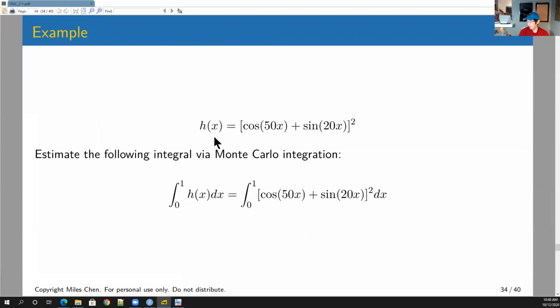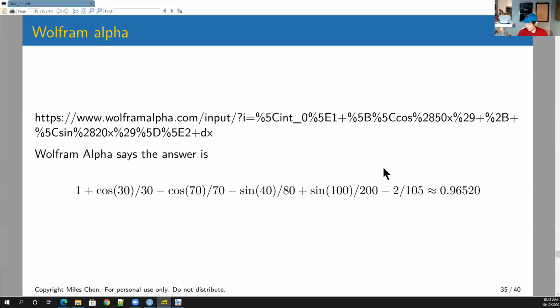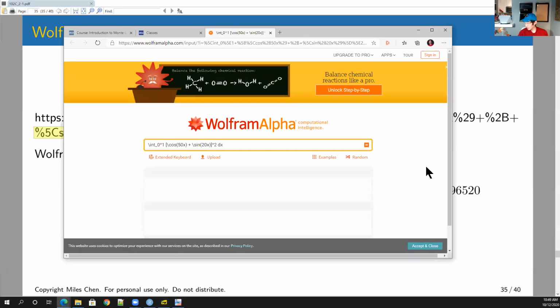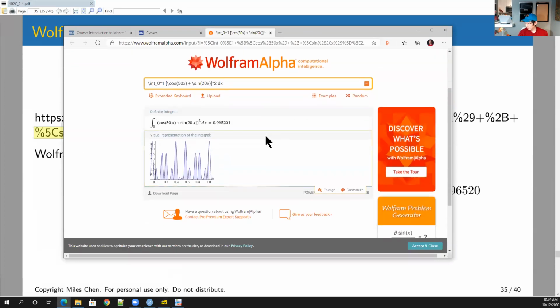Here's an example that is in our textbook. So all of this, we got through basically one page so far. At the bottom of the page here, we're going to take the integral of this function, cosine of 50x plus sine of 20x, quantity squared. I plugged this into Wolfram Alpha. If I have an integral I don't know how to solve directly, this is what I do. I go to Wolfram Alpha and plug it in and ask what the answer is.